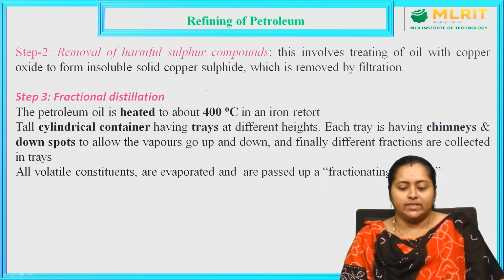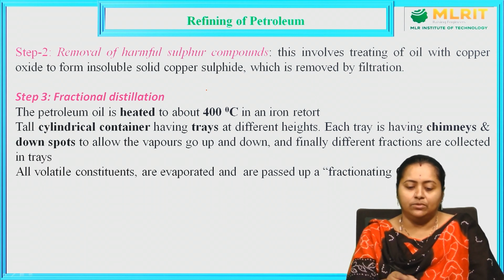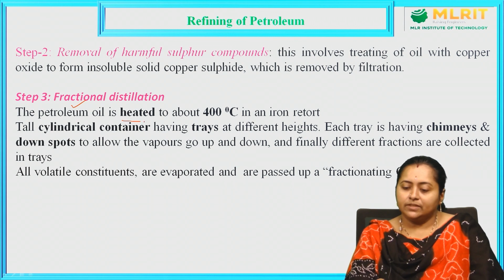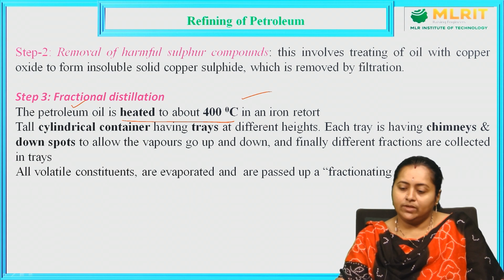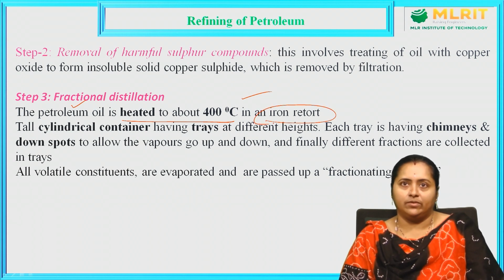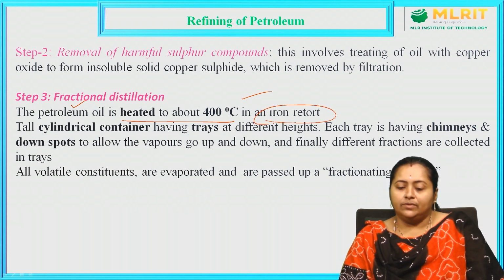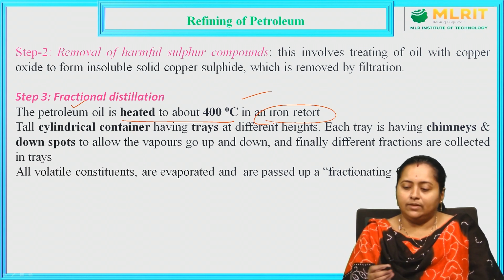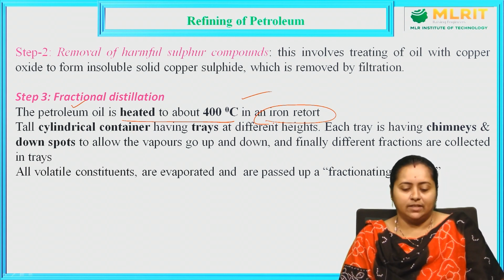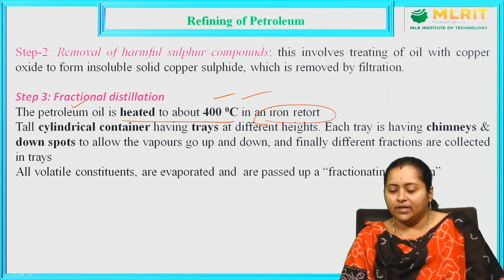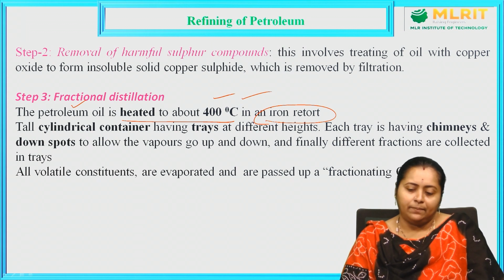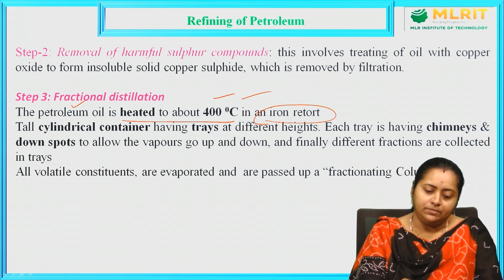So in this fractional distillation, what we have to do is, initially that crude oil or petroleum is heated to about 400 degrees centigrade using an iron retort. So in a furnace, which is a closed one, that is what we call an iron retort, with the help of a pipeline. Into that iron retort, one pipeline is fixed, into which crude oil is allowed to pass, and then it is subjected to heating by maintaining a temperature of 400 degrees centigrade. Okay. So after this heating process is completed, what will happen? This petroleum will convert into vapors.